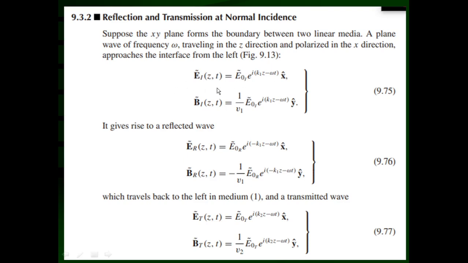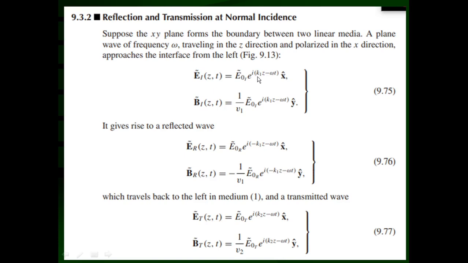We can write the equations for the electric field and magnetic field this way. If the electromagnetic waves are propagating in the z direction, then E_I, where I means incident wave, the incident electric field, is a function of z and t. It can be represented by the amplitude of the electric field, E0I, times e raised to i(k1 z minus omega t), which is a phase factor.